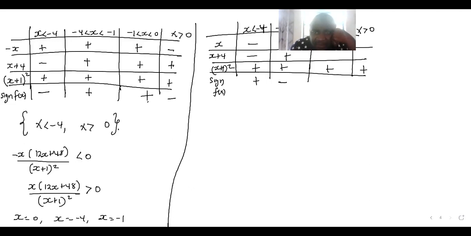Between negative 1 and 0, I pick negative 0.5. A negativity, a positivity, a negative. Beyond 0, I'll attain a positivity, a positivity. What does the solution want? The solution now wants a positive. So the solution will become x is less than negative 4 and x is beyond 0.